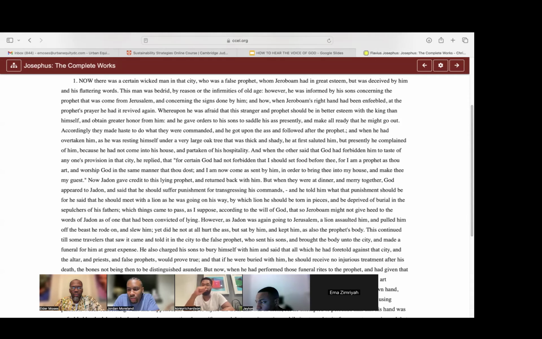But when they were at dinner and merry together, God appeared to Jadon, and said that he should suffer punishment for transgressing his commands. And he told him what that punishment should be, for he said that he should meet with a lion as he was going on his way, by which lion he should be torn in pieces, and be deprived of burial in the sepulchres of his fathers. Which things came to pass, as I suppose, according to the will of God, that so Jeroboam might not give heed to the words of Jadon, as of one that had been convicted of lying.